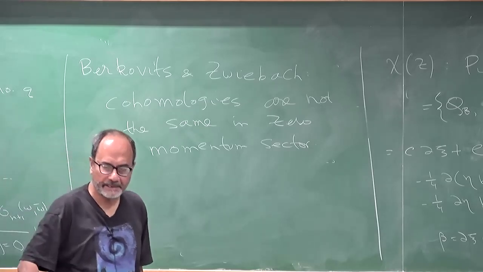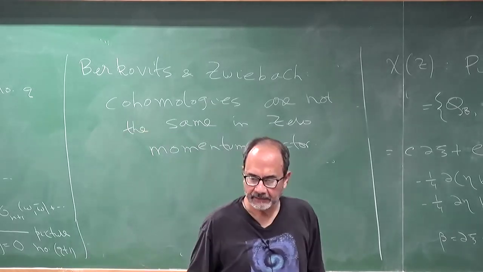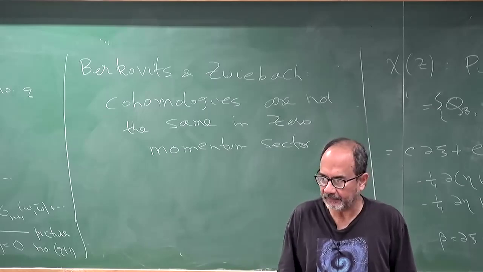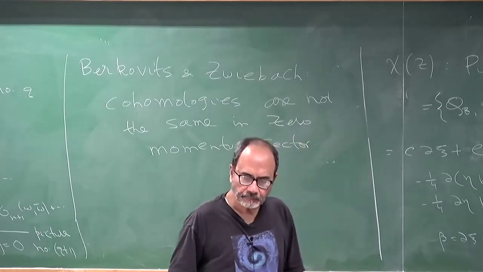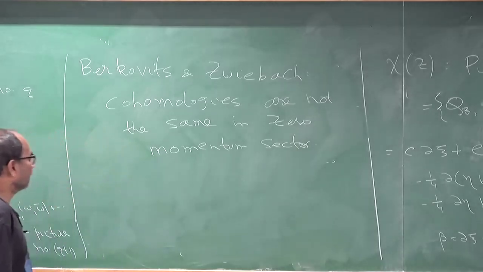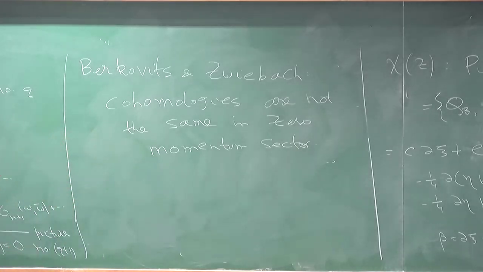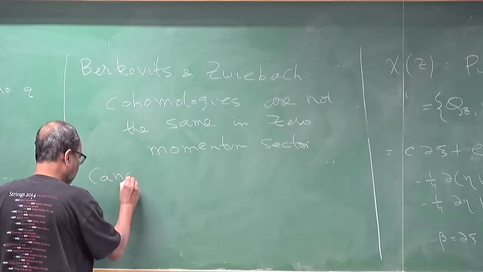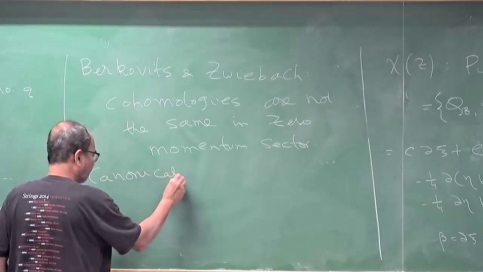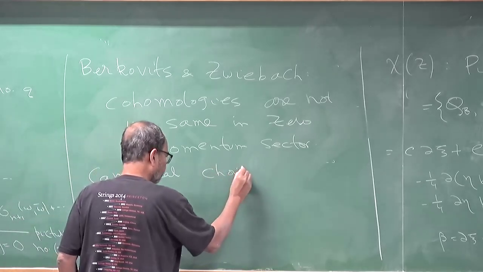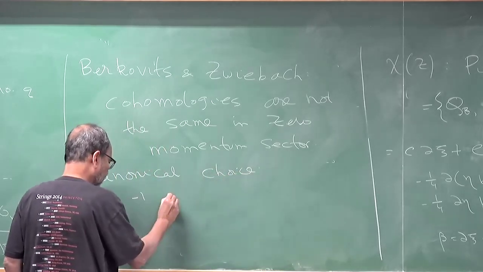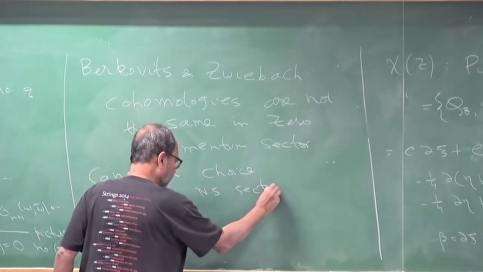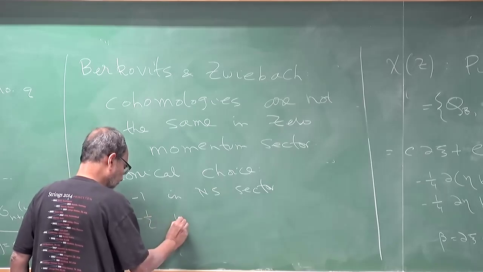Okay, but the zero momentum sector is special. For scattering amplitudes, you don't worry about zero momentum because you can always work with some finite momentum on the external states. And again, there is a canonical picture number that one uses here. So the canonical choice is -1 in the NS sector and -1/2 in the R sector.